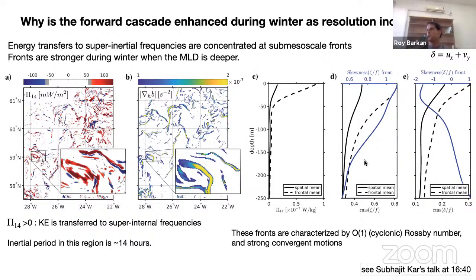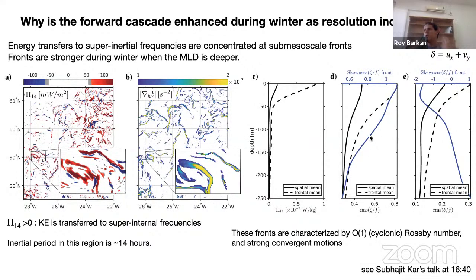The blue lines here show the skewness values, and they're only averaged over the frontal regions. So these frontal regions where the energy transfers appear to take place are characterized by cyclonic vorticity, they're positively skewed, and by negative divergence, or convergent motions.